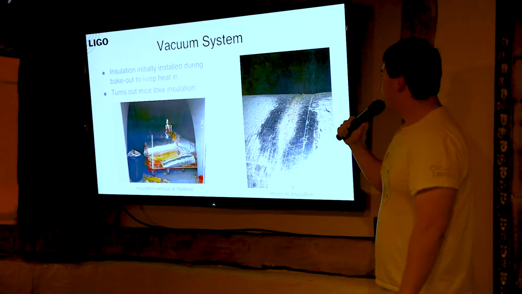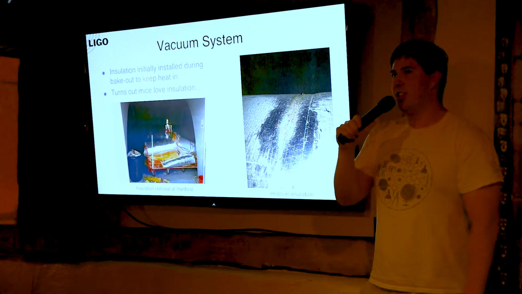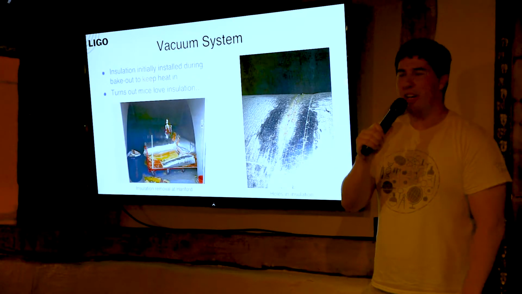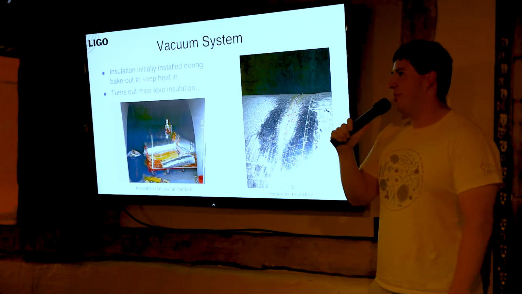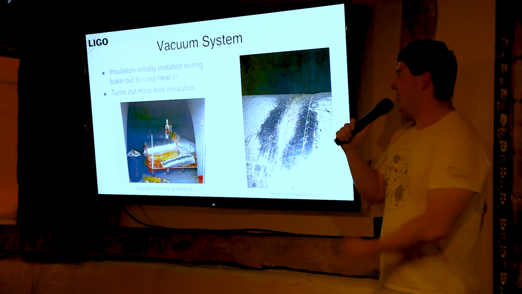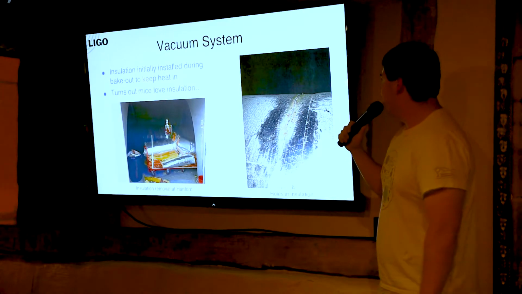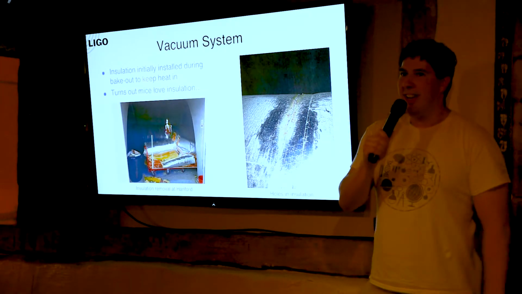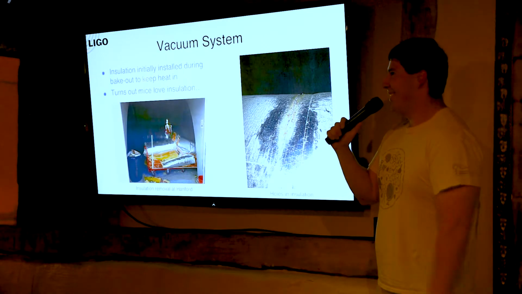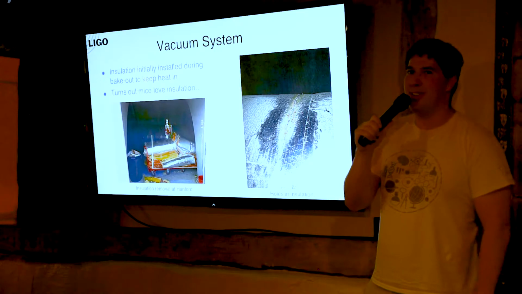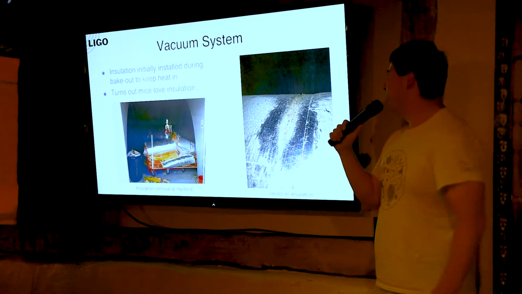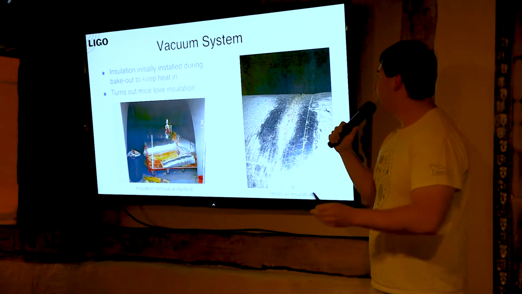And it turns out that mice really love insulation. They love to crawl in it and make it their home. And you're not going to remove 8 kilometers worth of insulation because why not? Why not just leave it there? Well, it also turns out that mice pee is corrosive to steel. And they were getting leaks at the Livingston site, and they were finally able to trace it back to the mice. So they had to undergo this huge project to remove all this insulation for both sites.